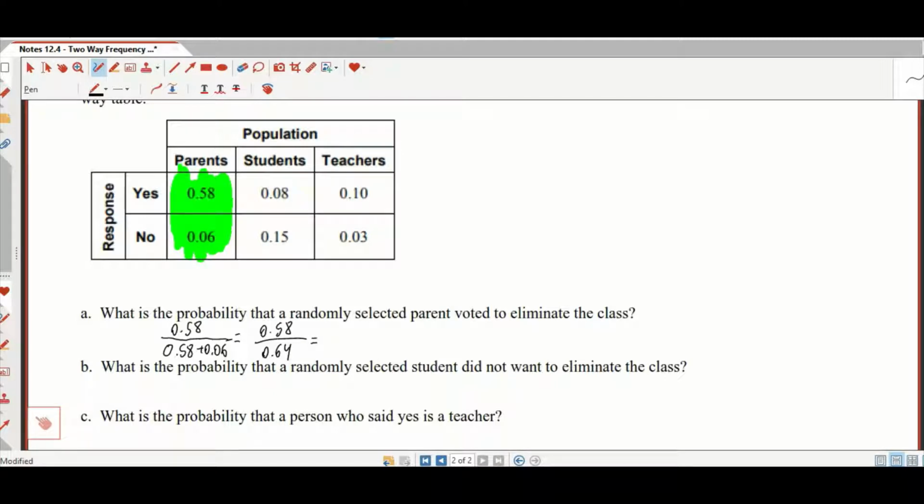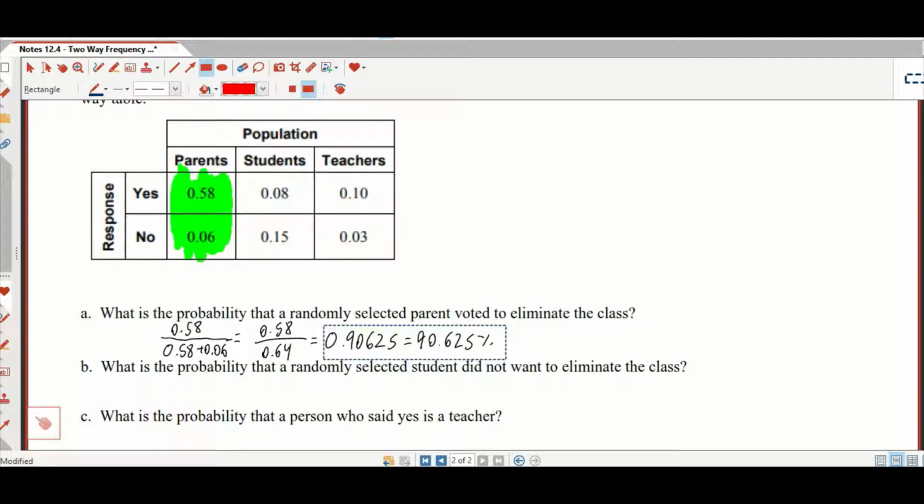And if you divide those, I get 0.90625, which is 90.625%. That is, 90.625% of parents said, get rid of that class. It's dumb. The homework's long. Mr. P teaches it, and he's terrible. Yes, so that's what they're saying there.